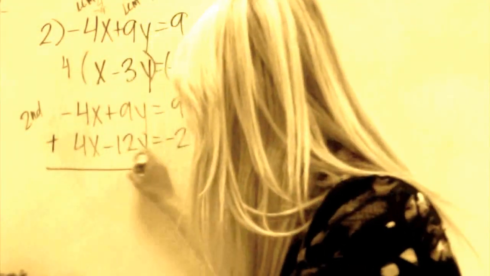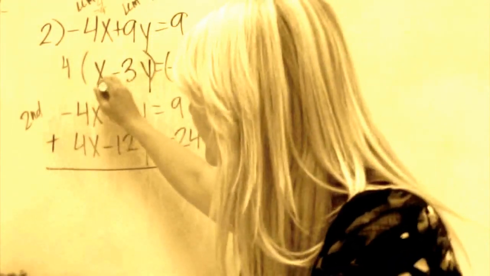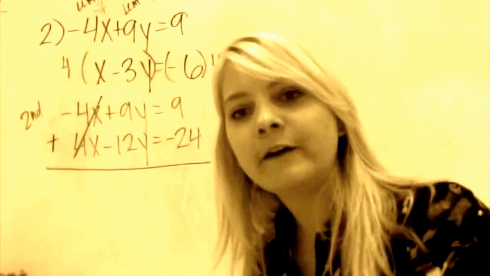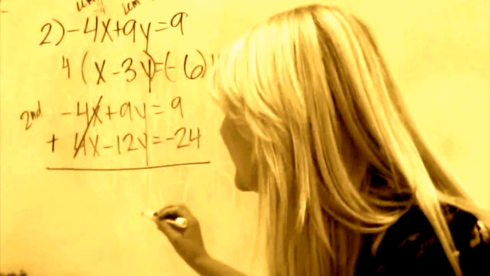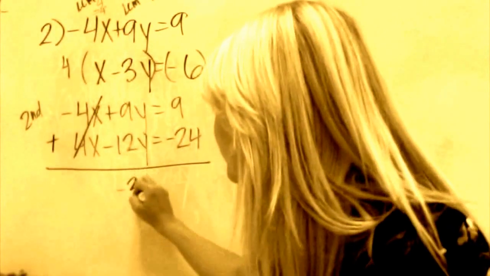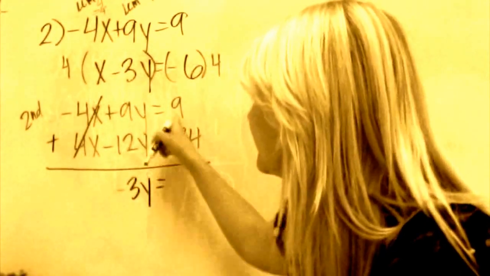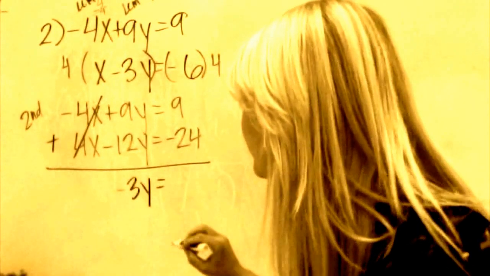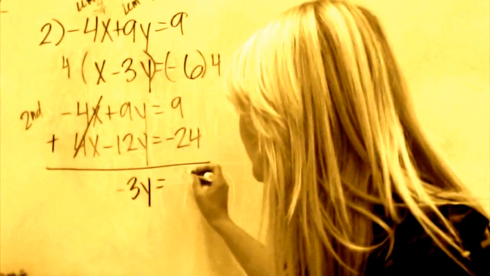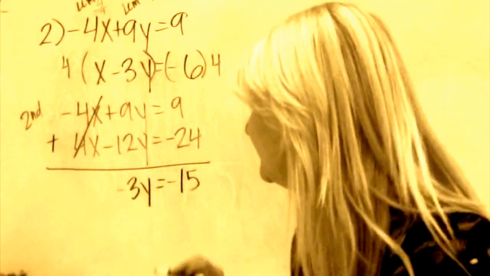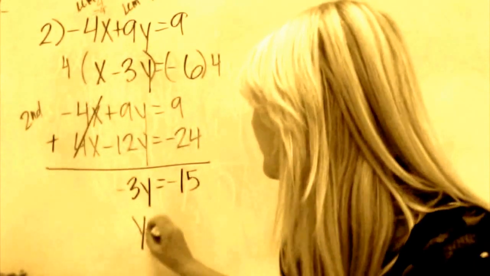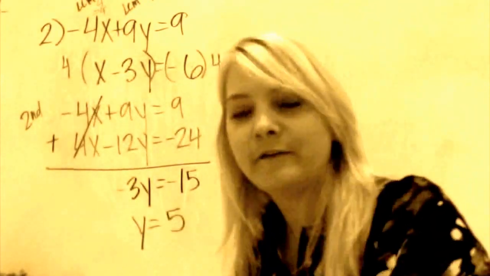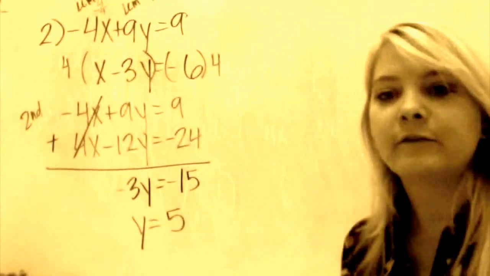And just like our first example, negative 4x plus 4x is 0. The x variable is eliminated. And then we have 9y plus negative 12y, which gives us negative 3y. And that equals 9 plus negative 12, which is negative 15. Then we divide both sides by negative 3, so y equals positive 5. Keep in mind a negative divided by negative is positive.